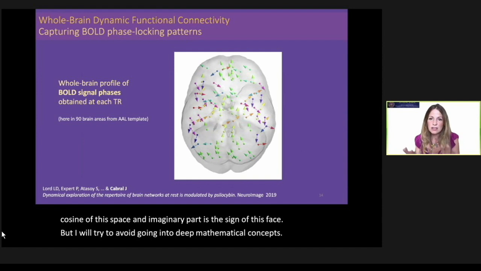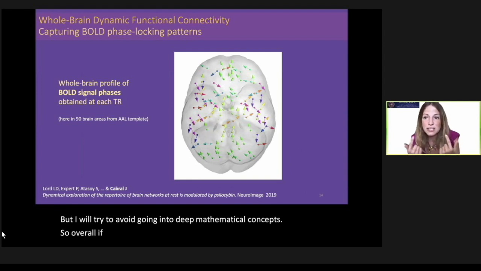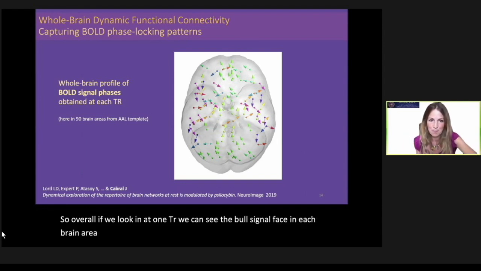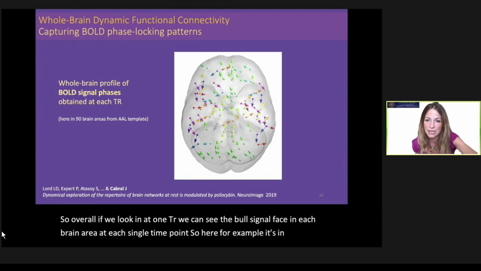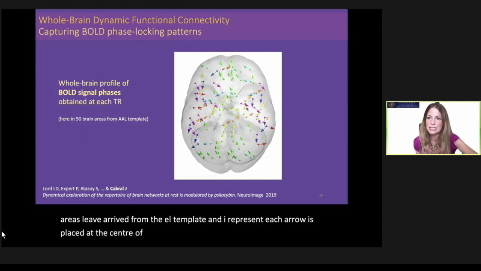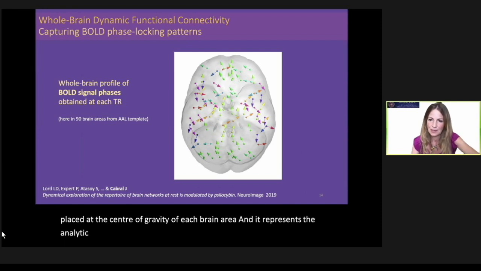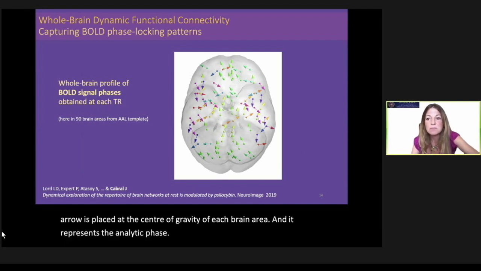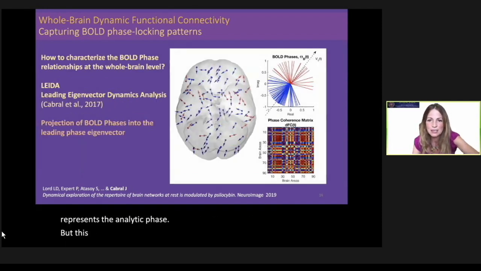So overall, if we look at one TR, we can see the BOLD signal phase in each brain area at each single time point. Here, for example, it's in 90 brain areas derived from the AAL template. Each arrow is placed at the center of gravity of each brain area, and it represents the analytic phase. But this is multi-dimensional, so it's a complex vector.